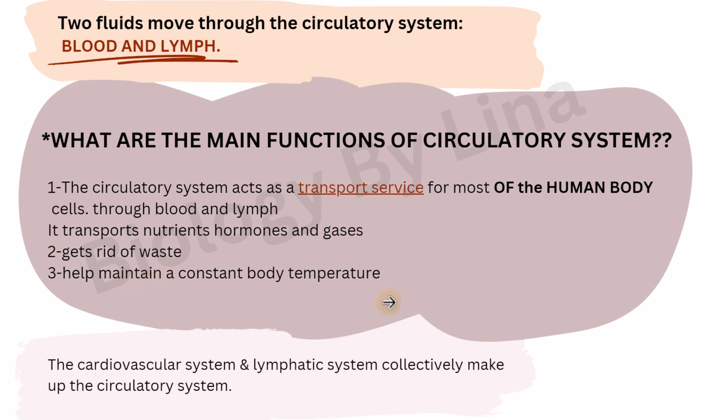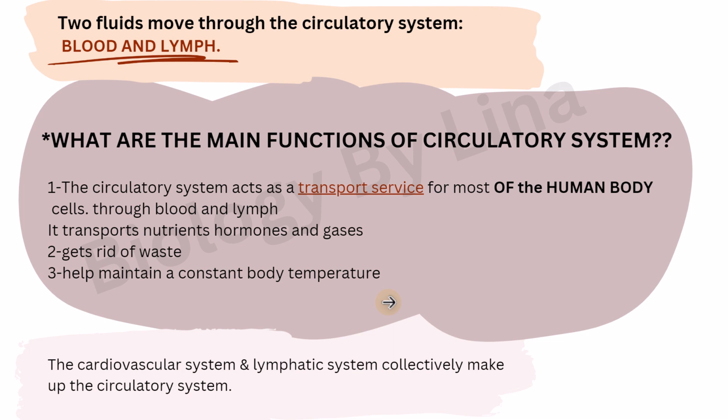Number 3, it helps in maintaining a constant body temperature. So it is not controlling the body temperature, because the control of body temperature happens by hormones under the control of the nervous system, while it only helps in maintaining the constant body temperature. And how does that happen? When friction happens between the wall of the blood vessel and the blood itself as it moves inside the blood vessel, it increases the temperature, and this heat is spread throughout the circulatory system, and by that it can help in maintaining a constant body temperature.